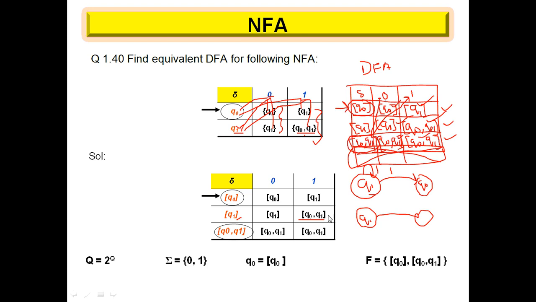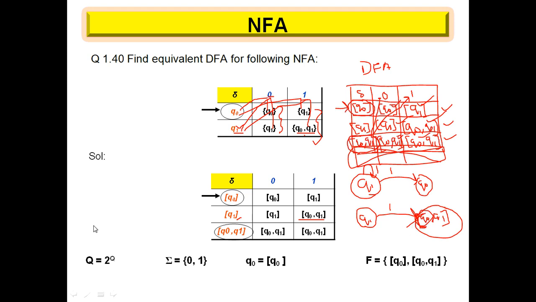So see, Q0 Q1 after reading 1 will go to Q0 comma Q1. So this is a single state. Try to understand this one. This is a single state, so you can make a circle. This is collectively known as a single state. For 1, we have 2 states here, that is Q1, Q0, that's why it is written in curly braces. And if we write this one in square brackets, then we have this one. Okay, so this is a simple example, hope it is clear to you.